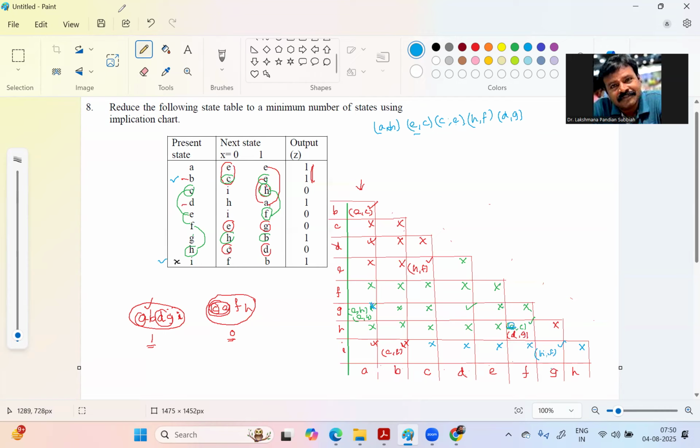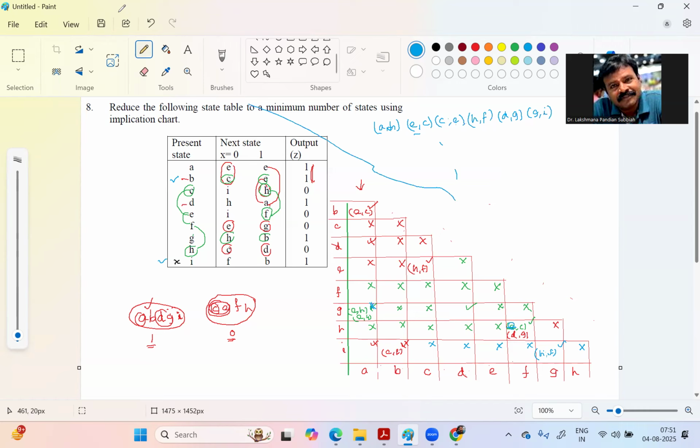Then we now have GI. Where is the GI? GI can be grouped together, and HF is already there. GI, right? Then is anything missing? AB is there, C is there, D is there, E is there, F, G, H, I. Okay, so everything is covered, right?